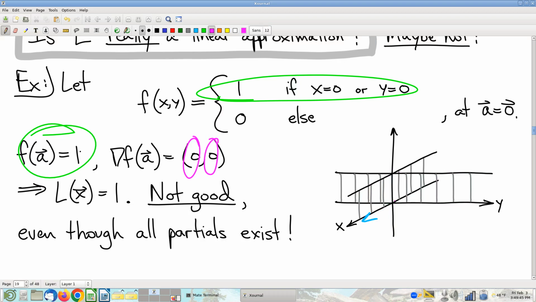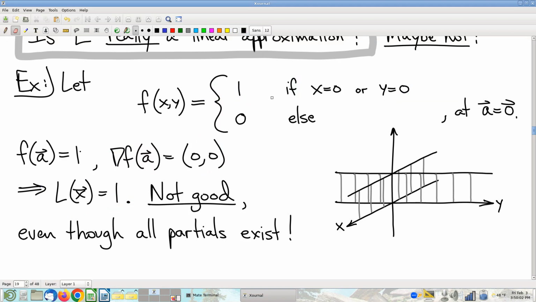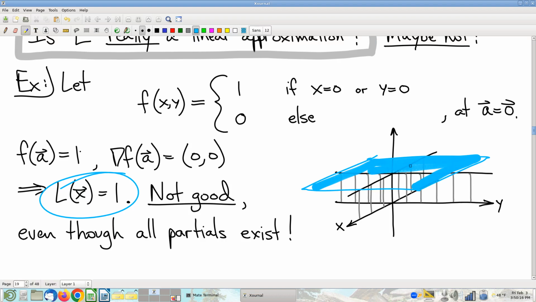And if you write down the formula from several pages back, where this is the f of a, and then here's your partials, the whole gradient term goes away because it's all zeros, and your linear approximation is just this function 1. Here, let me make a different color choice. The linear approximation is this function that's just flat 1. There we go. Okay, so this is what you might call the tangent plane that you get by looking at the origin.